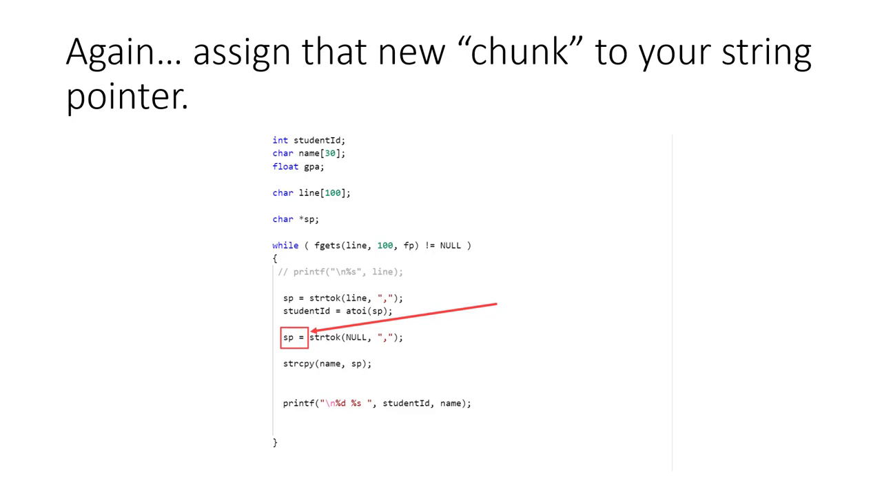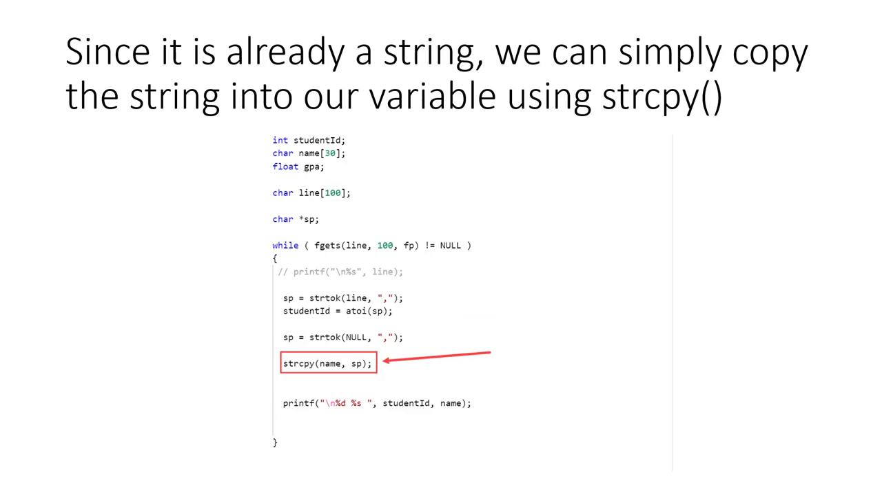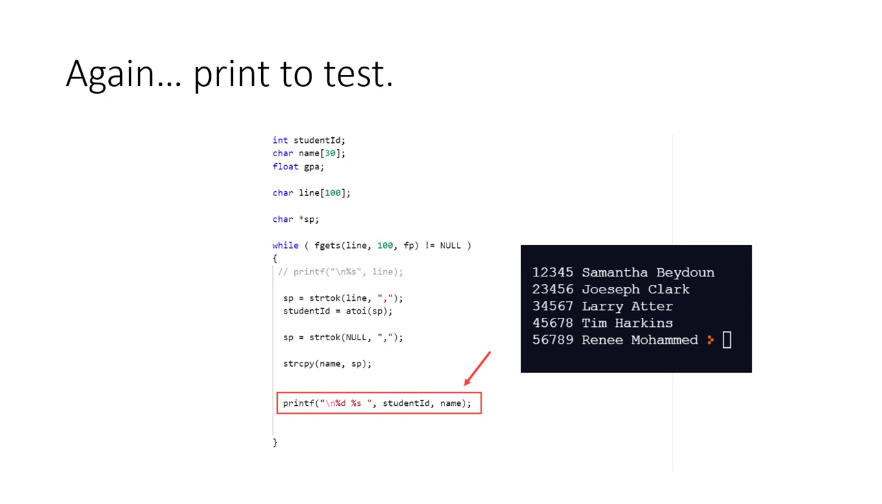So this is tokenizing, or parsing out. There's a lot of different words that you're going to see in programming. Pulling out, chunking, all these little pieces separated with that comma. So right now we have name. And of course, name is already a string, so we can use our string copy function just to take the one string and assign it to the next. But of course, I always like to test it to make sure that it works.